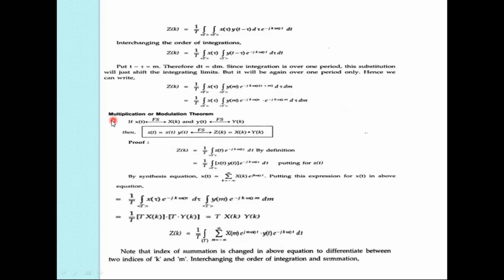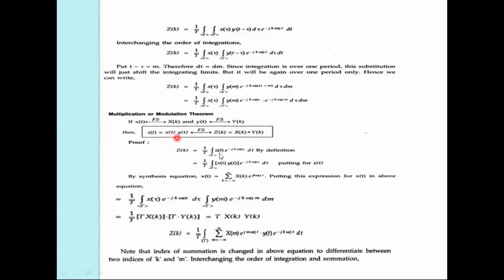But in the next property, the multiplication or modulation theorem, the time signals are multiplied. The two time signals x of t and y of t are multiplied, the product. For that, applying the Fourier series, the Fourier series of x of t times y of t is the convolution of the two frequency-domain sequences. For x of t, x of k is the Fourier series coefficient. For y of t, y of k is the Fourier series coefficient. And x of k convolved with y of k corresponds to the multiplication of x of t and y of t.